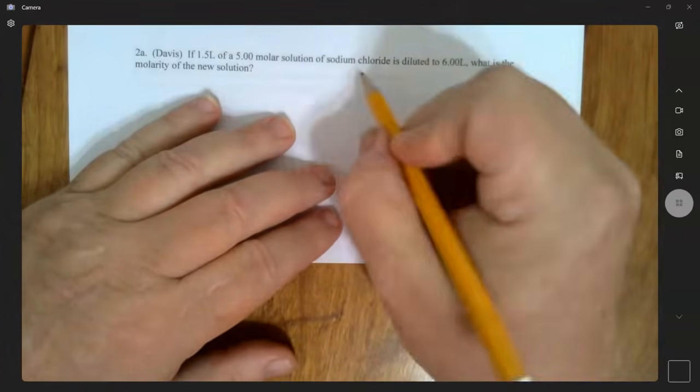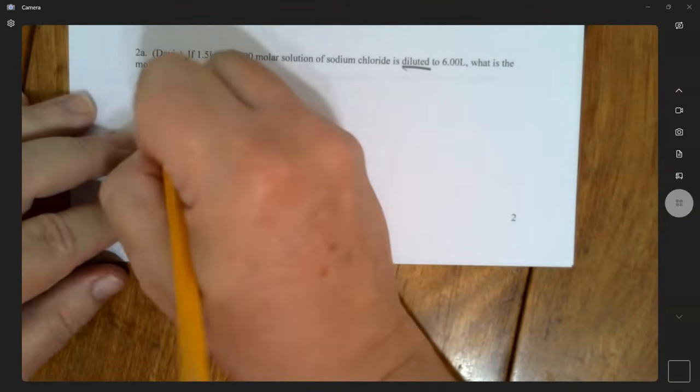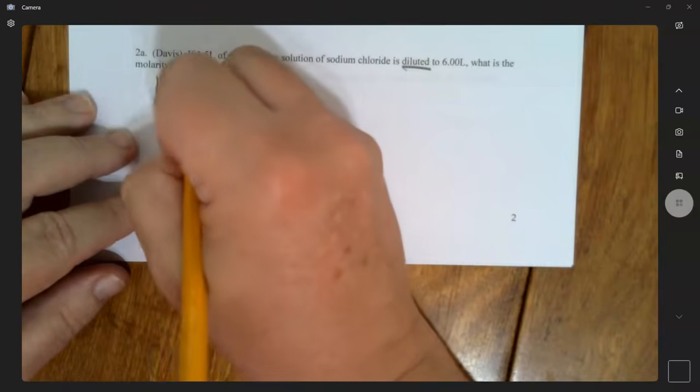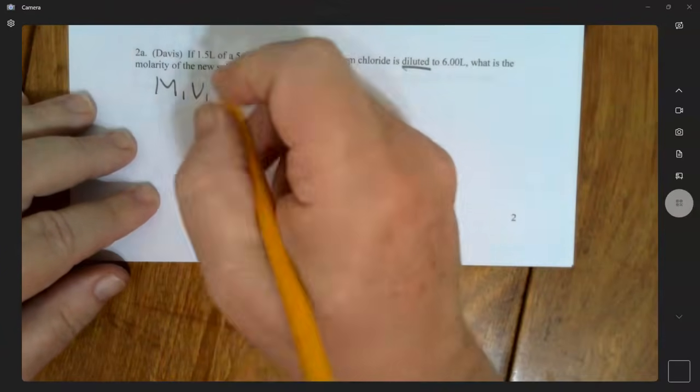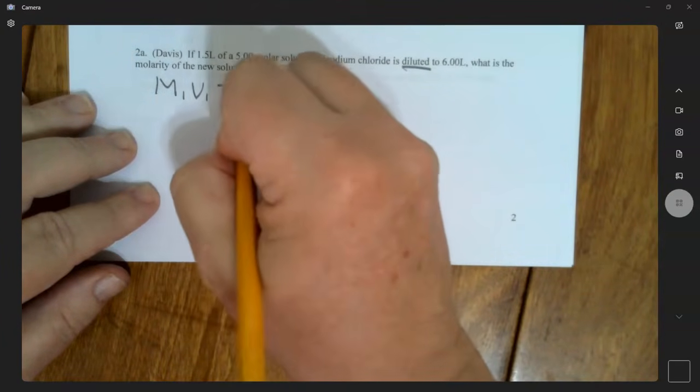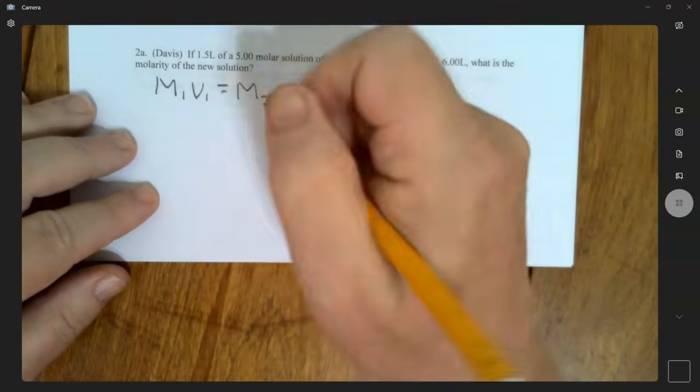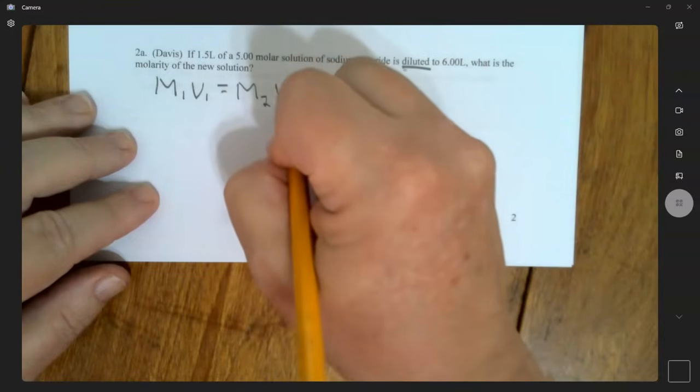All right, so this is: if 1.5 liters of 5 molar solution of sodium chloride is diluted, that's the key word, it's a dilution problem, to 6 liters, what is the molarity of the new solution? So very simple formula: M1, the molarity before, V1, the volume before, equals M2, the molarity after the dilution, V2, the volume after the dilution.